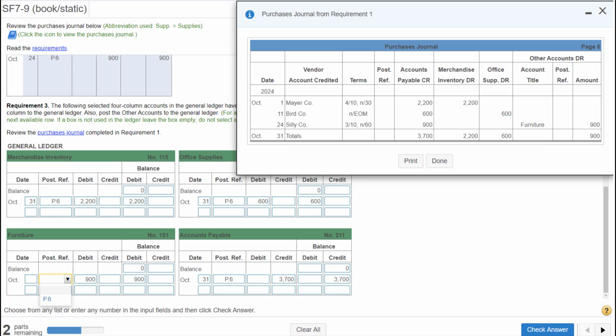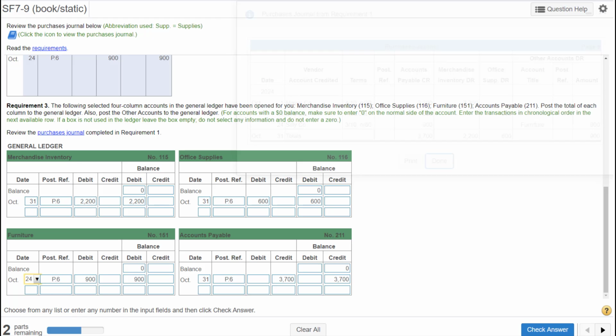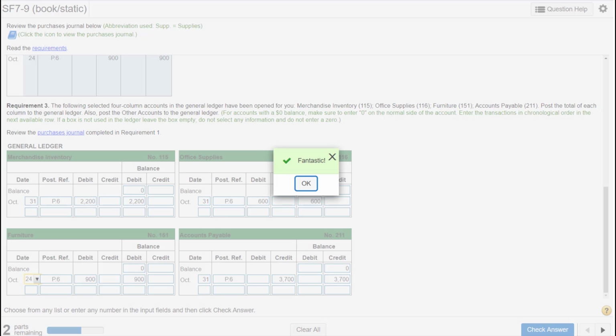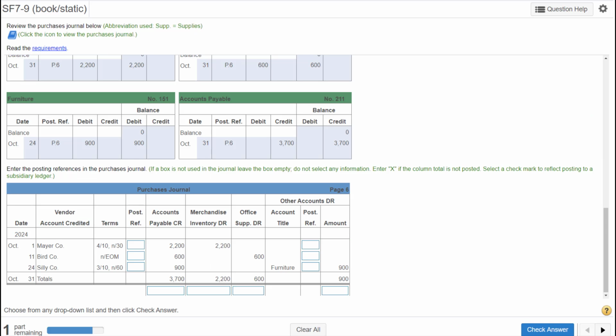And here's where a lot of students make errors. It would not be a huge earth-shaking error in the real world, but even though this $900 is being posted at the end of the month, you do keep this original date of the 24th. And I'm done. Fantastic. Then we're going to enter the posting references in the purchases journal.